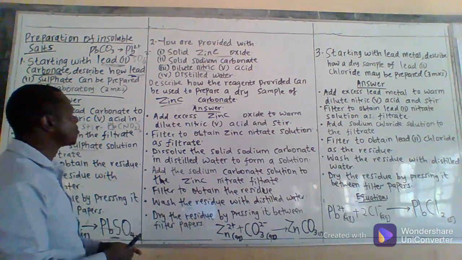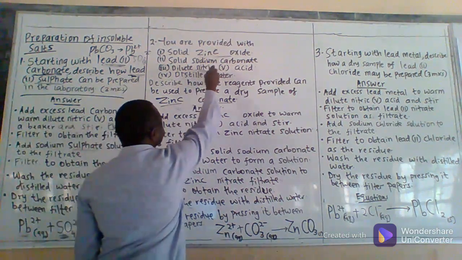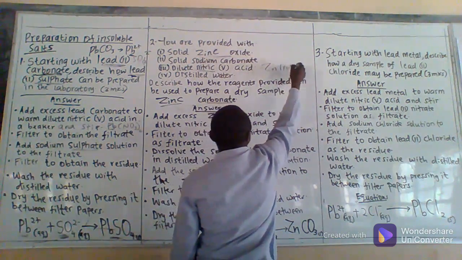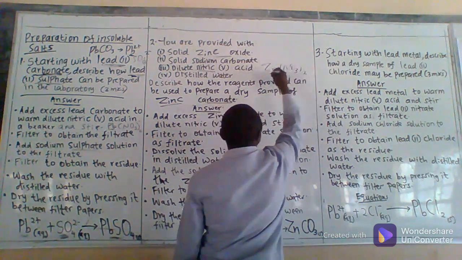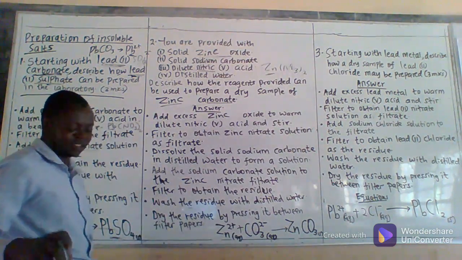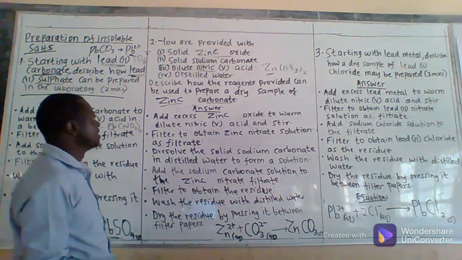And now when we react zinc oxide with dilute nitric acid, it's going to form zinc nitrate solution. Zinc forms zinc nitrate solution, and that is a solution that contains zinc ions. A solution that contains zinc ions, zinc nitrate solution.